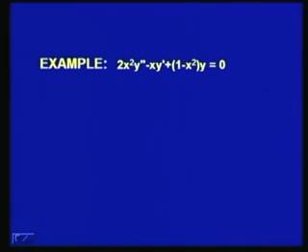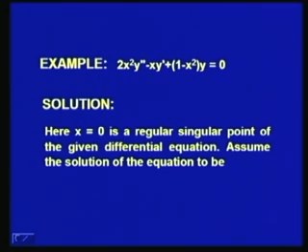Let us study an example on case 1. Let us consider the differential equation 2x square y double dash minus x y dash plus (1 minus x square) y equal to 0. Let us note that x equal to 0 is a regular singular point of the given differential equation. Here a naught is equal to 2x square, which vanishes at x equal to 0, and a1(x) over a naught(x) will be equal to minus 1 upon 2x, a2(x) over a naught(x) will be (1 minus x square) over 2x square.